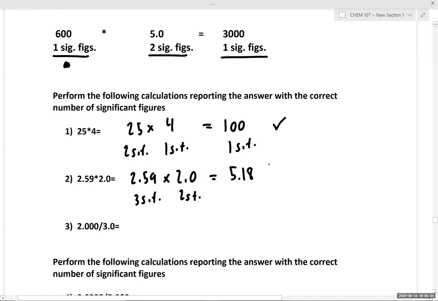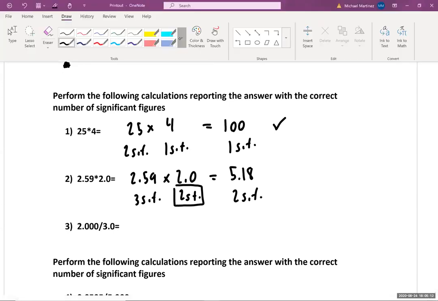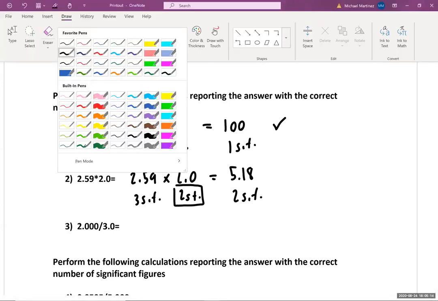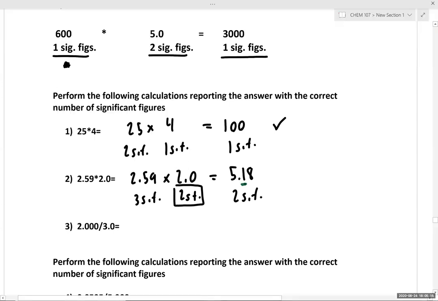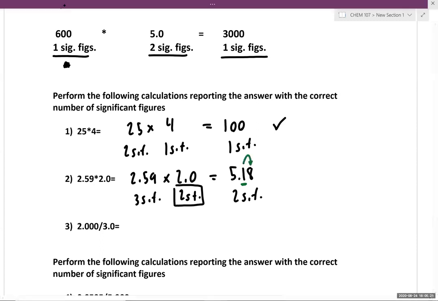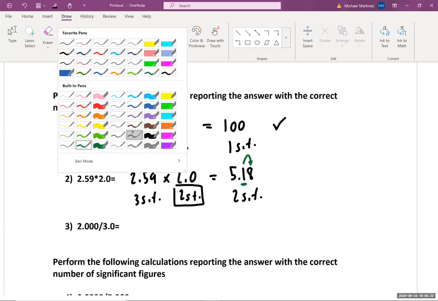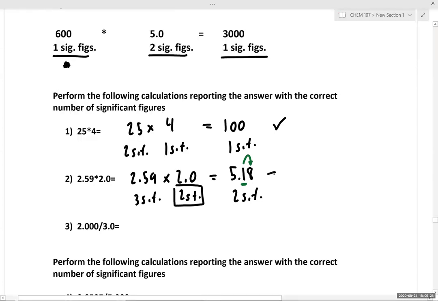How many significant figures? The least number of significant figures is 2. So we need to take this number and round it to 2 sig figs. I highlight my second significant digit and then look one space to the right. As I can clearly see, 8 is greater than 5, so I round up and I get 5.2 as my final answer.